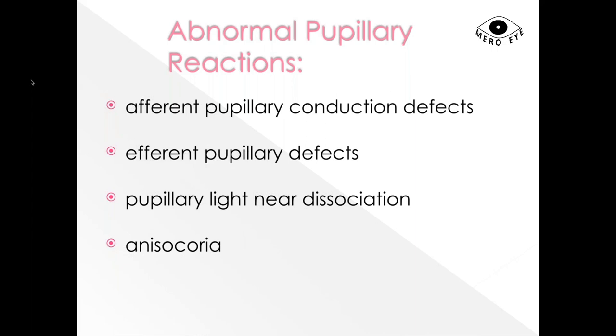The third category is when there is a pupillary light-near dissociation. As we discussed previously, the pupillary pathway for light is slightly more dorsally located than the pathway for near, because of which sometimes lesions in the dorsal part can lead to a pupillary light-near dissociation. And the fourth one is anisocoria. We'll be discussing each of them.